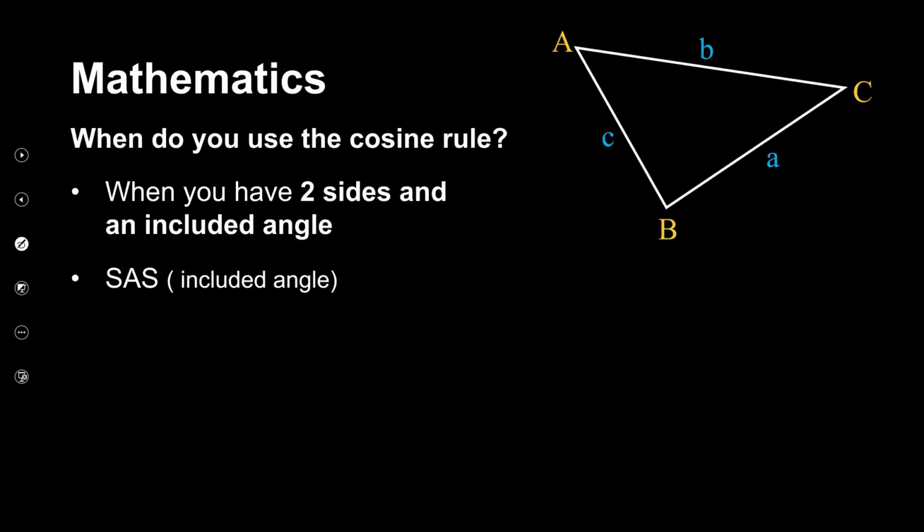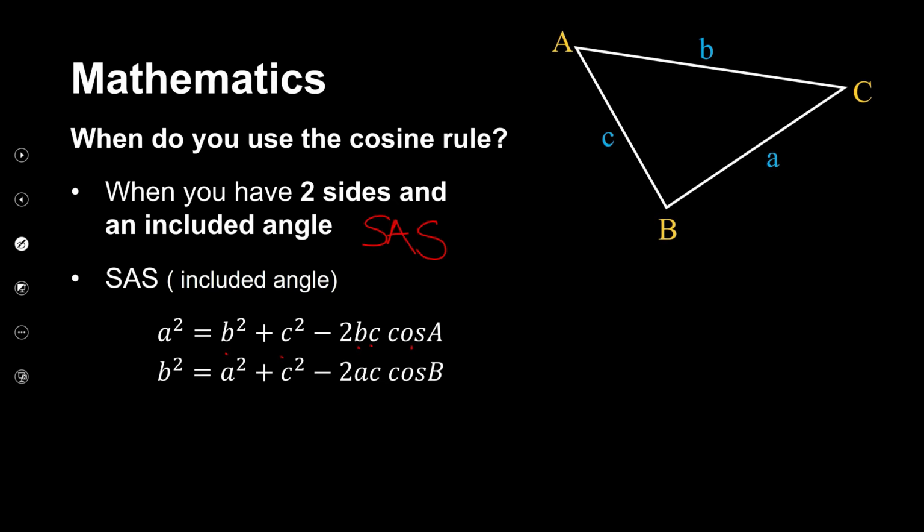Okay, and the last rule we did was the cosine rule. You could use the cosine rule when you had two sides and an included angle, and then you'd use the standard versions of the cosine rule. Let's remind ourselves, for triangle ABC, it was a squared equals b squared plus c squared minus 2bc cos A. b squared equals a squared plus c squared minus 2ac cos B. And the third version, c squared equals a squared plus b squared minus 2ab cos C.